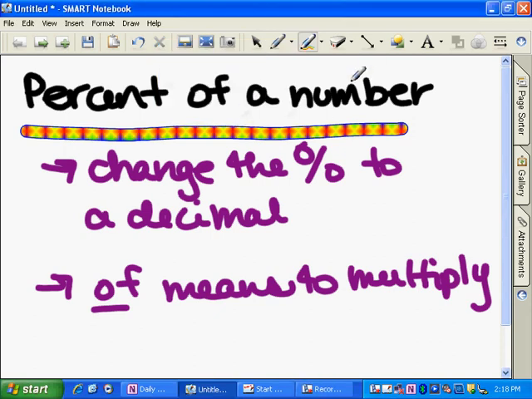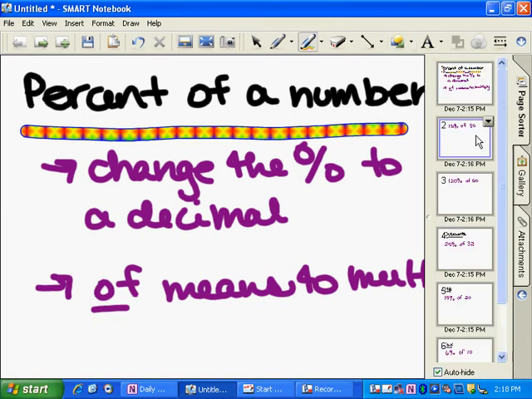Alright, I'm going to talk to you about how to find percent of a number. And I want to stress that there are several ways that you can find percent of a number. I'm going to show you one way. The way I'm going to show you involves changing your percent to a decimal and then the word "of" meaning to multiply. So basically we're going to change our percents to a decimal and then we're going to multiply by what we are trying to figure out. Okay?